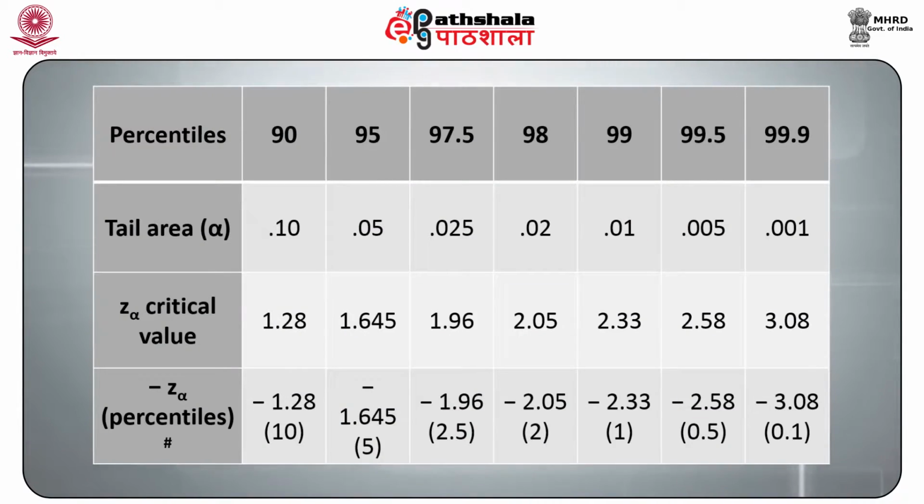Here we have the percentiles: 90th percentile, 97.5, then we have 99, 99.5 and 99.9. Then below each of these percentiles we have the tail area, that is alpha, then we have the Z alpha, that is the critical value, and minus Z alpha, the percentiles of the alpha. Note the numbers in parentheses give percentiles for the corresponding negative Z alpha critical value.